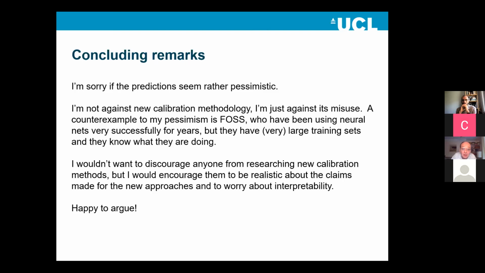And I wouldn't want to discourage anybody from researching new calibration methods. We need the research. But what I would put in a plea for is to encourage people to be realistic about the claims being made. I see lots of papers for spectroscopy and chemistry journals, which are basically people taking a machine learning method and struggling to get it to do a tiny bit better than PLS. And if you did a significance test on the mean squared error, you really wouldn't find a difference. And then claiming it's much better.